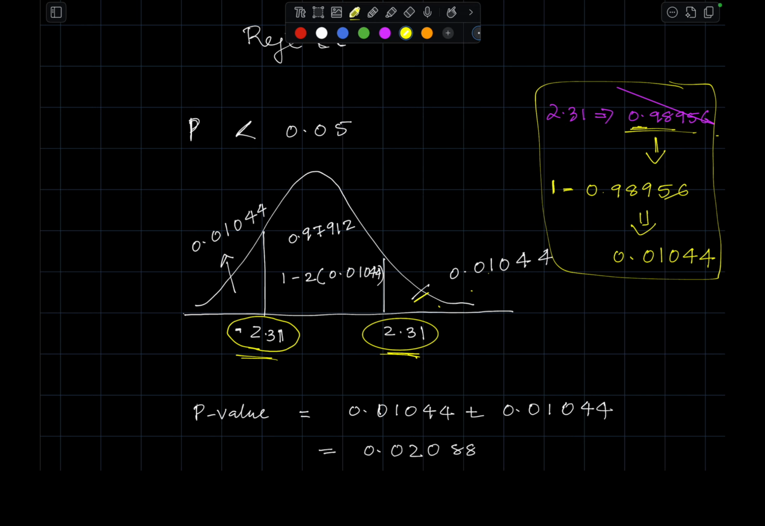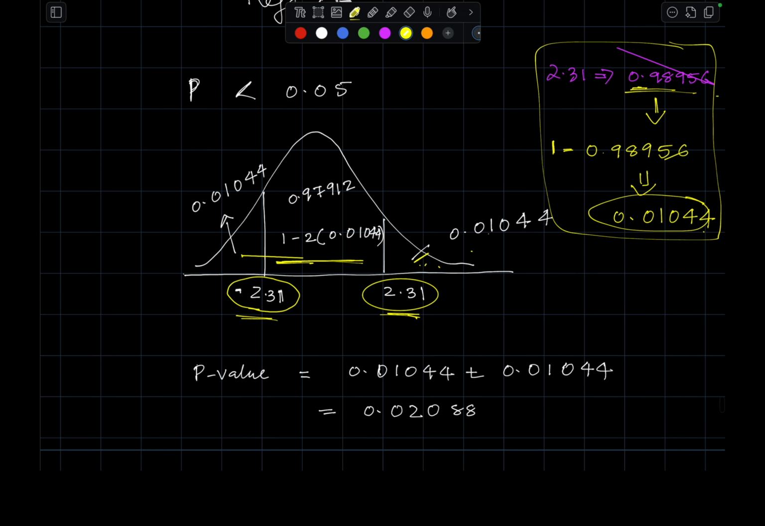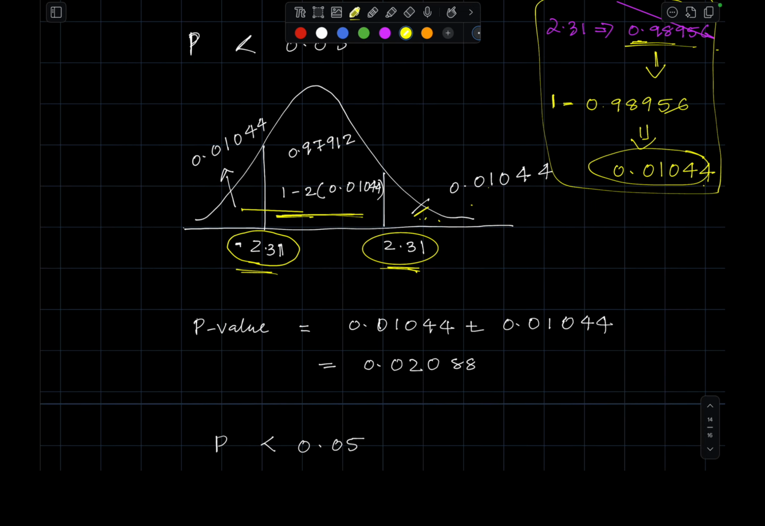So now we have this particular value in both sides, and we know that the acceptance area will be nothing but 1 minus 2 times that rejection area, right? Like this tail and this tail, and we got this area as 0.97912. And the next step is to do the p-value calculation.